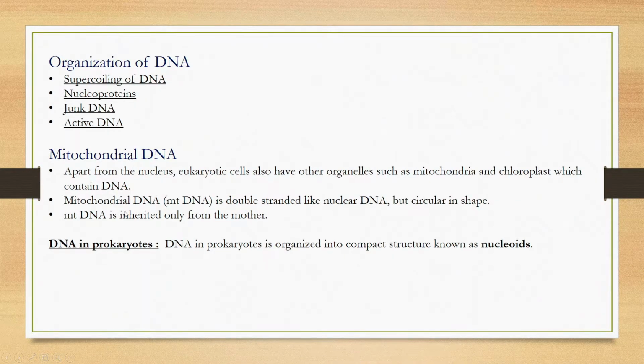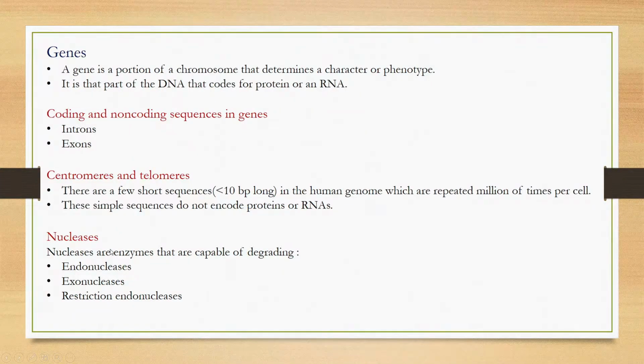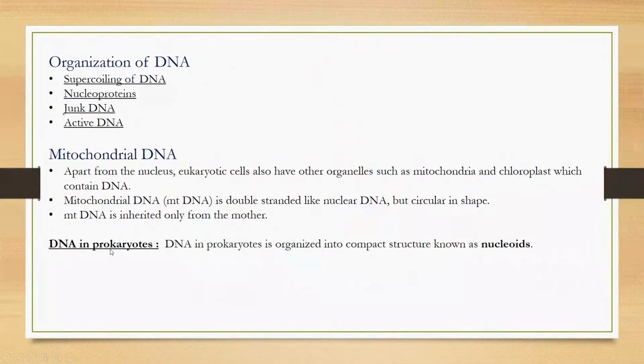Now come to this mitochondrial DNA. Now, DNA is found in the nucleus. Apart from the nucleus, eukaryotic cells also have other organelles such as mitochondria and chloroplast, which contain DNA. Mitochondrial DNA, mtDNA in short, is double stranded like nuclear DNA, but is circular in shape.